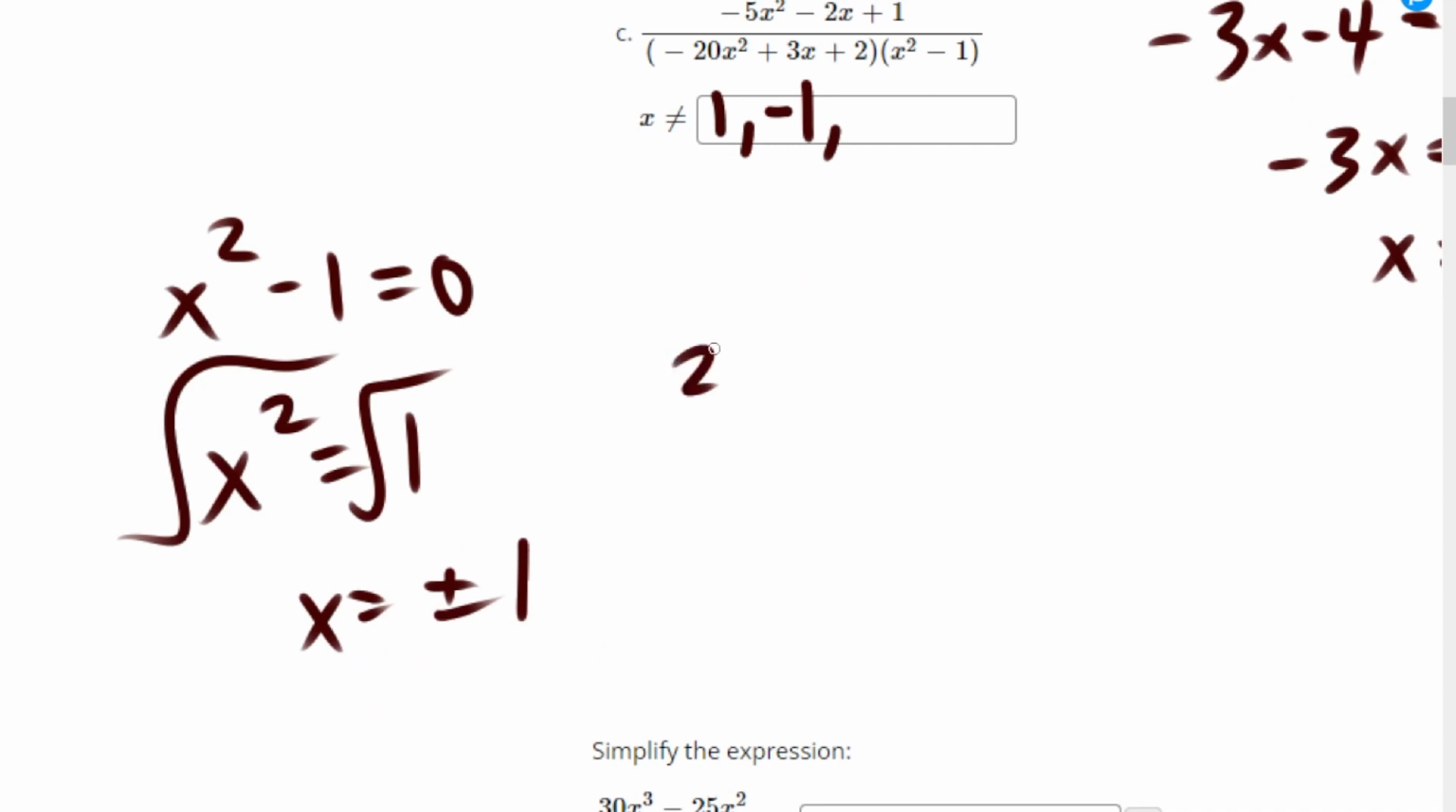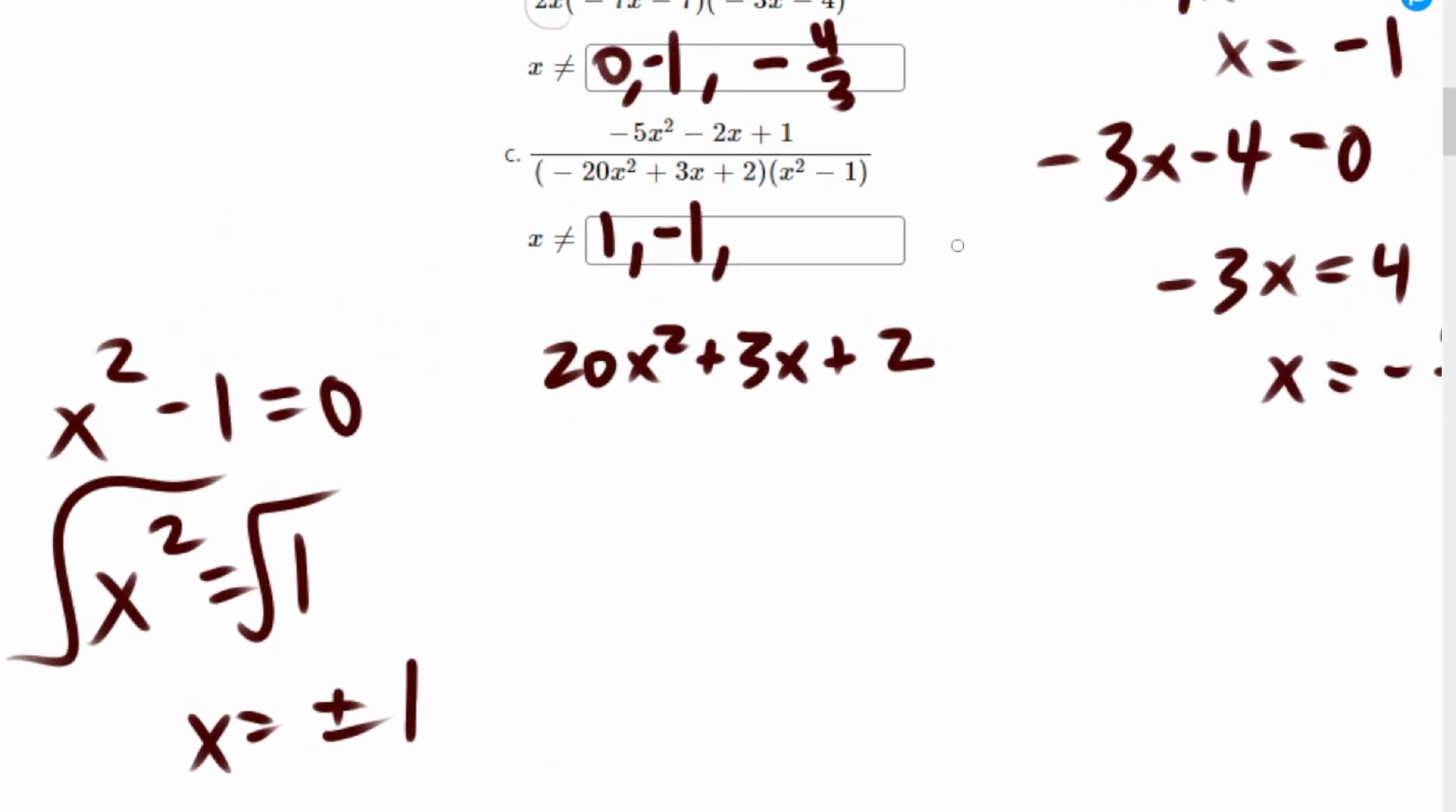Then we have our 20x squared plus 3x plus 2. We need to factor this. There's nothing I can take out that's easy, so we're going to do the AC method. That's the way I like the best. So 20 times 2 is 40. We're going to find something that multiplies up to 40 and adds up to 3. Let's think. So I know that 5 and 8 looks like it will be our best bet.